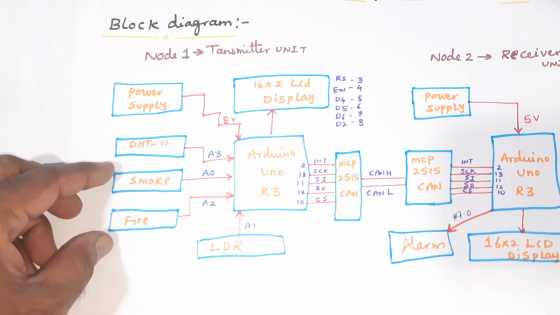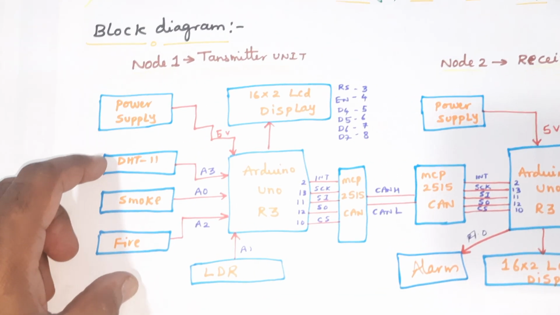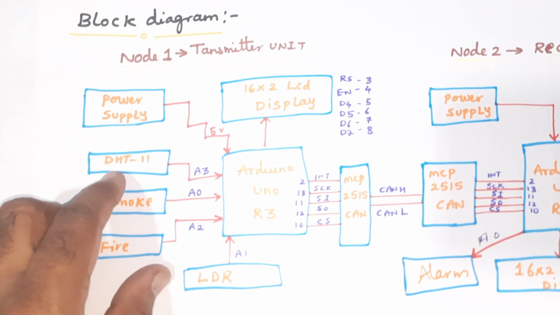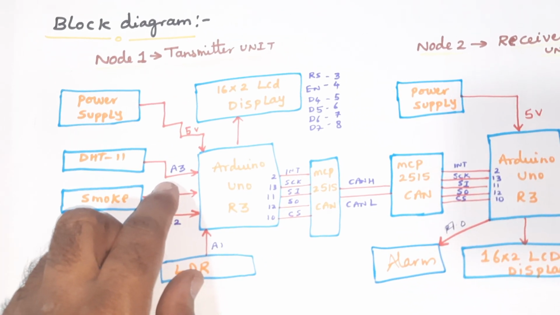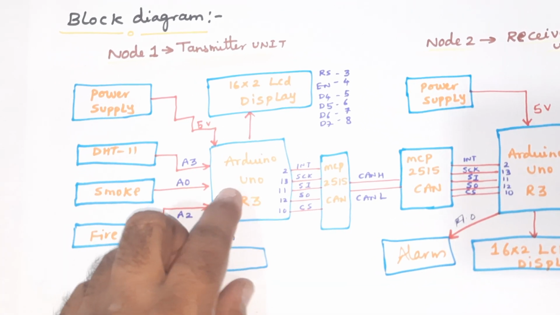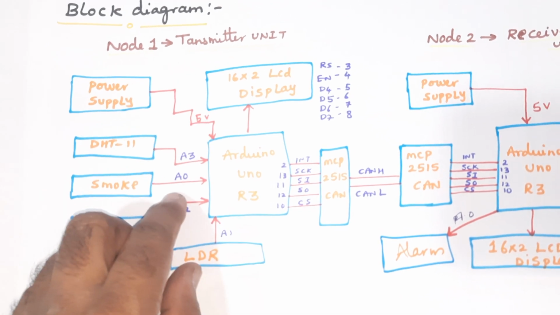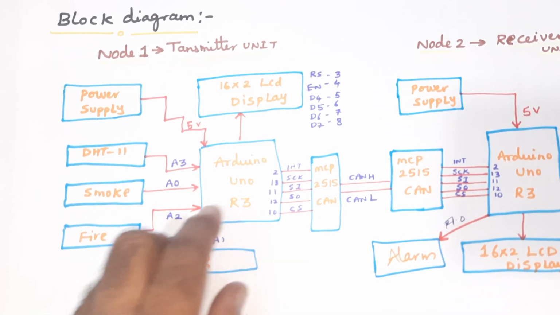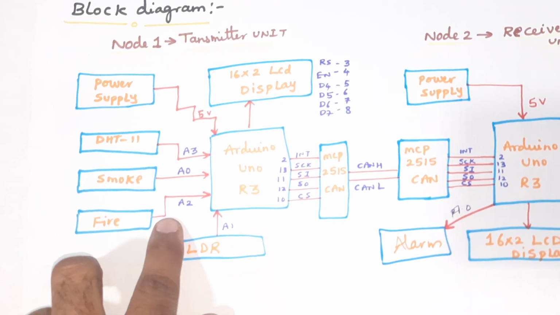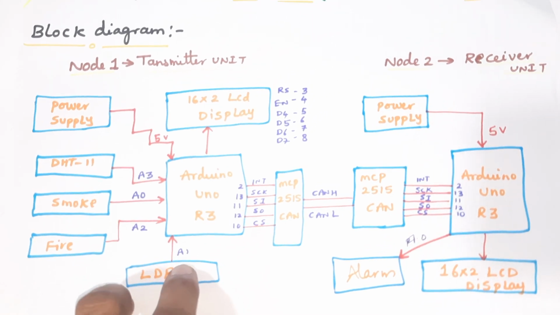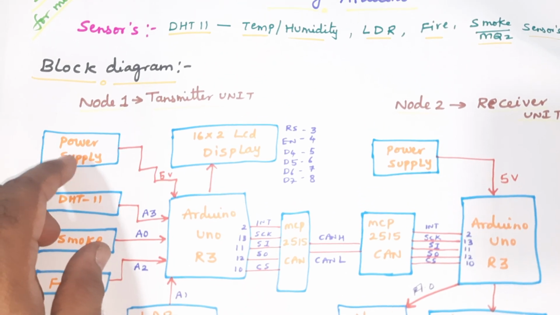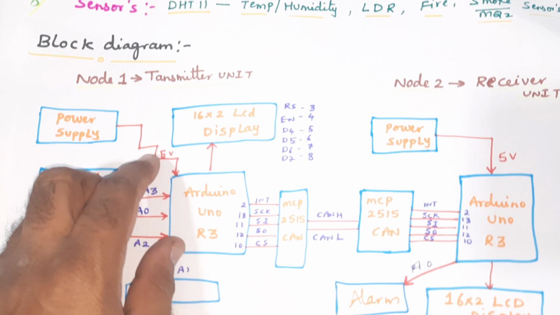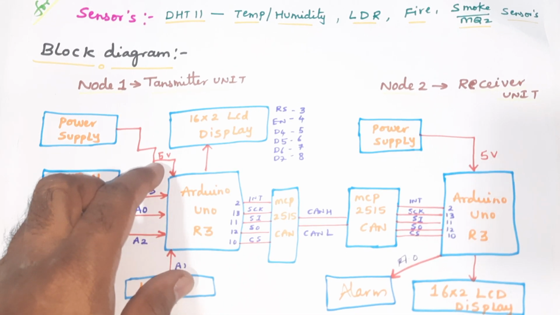The transmitter part consists of four sensors. The DHT11 temperature humidity sensor is connected to A3, analog 3 of the Arduino board. The smoke sensor is connected to A0, the fire sensor to A2, and the LDR sensor to A1. We are using a 0 to 9 volts adapter power source, and it converts to 5 volts pure DC output.